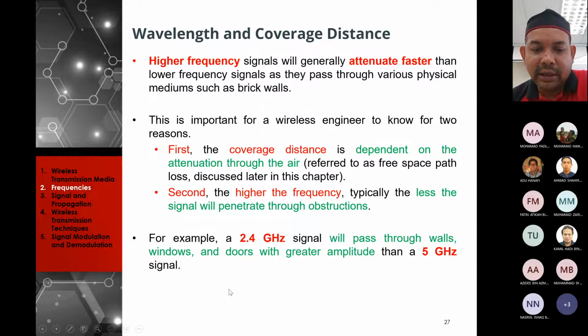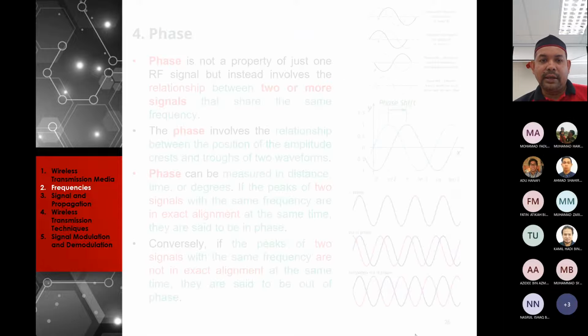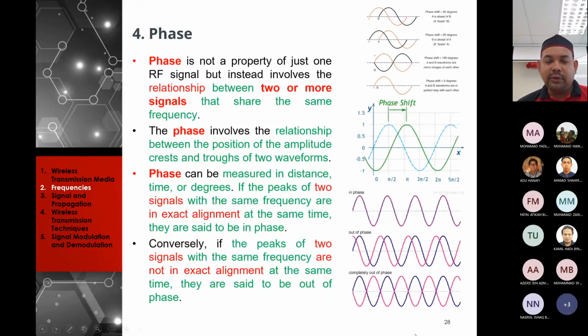So for example, a 2.4 GHz signal will pass through walls, windows ataupun door with a greater amplitude than a 5 GHz signal. Okay, katakanlah kamu nak pakai 5 ke 2.4, yang mana yang okey? Ada amplitude 2.4 lah kan, daripada yang GHz tinggi. Walaupun dia tinggi, tapi untuk dia nak pass through wall, windows and door with greater amplitude tu kurang sikit daripada 2.4. Clear?